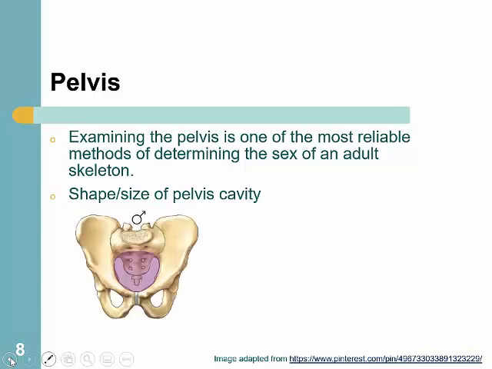So here we see a male pelvis, and you can see highlighted in purple here is the pelvic cavity or the opening that forms in the middle of the pelvis.